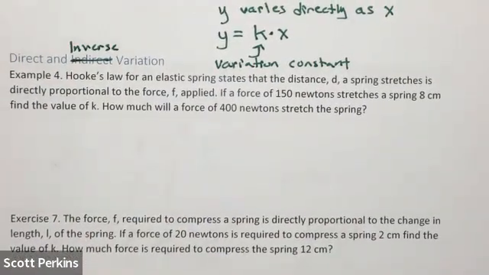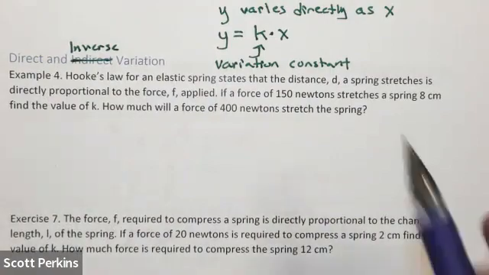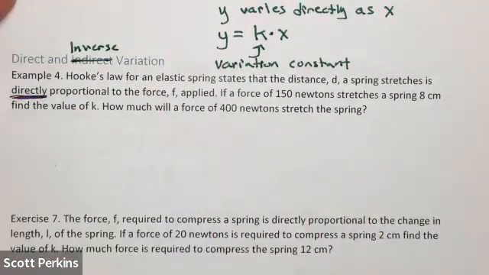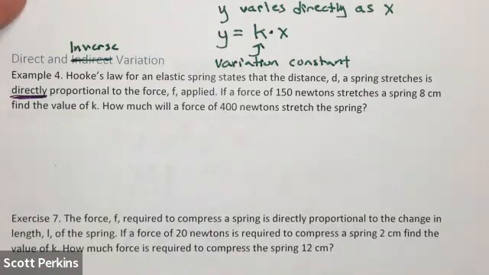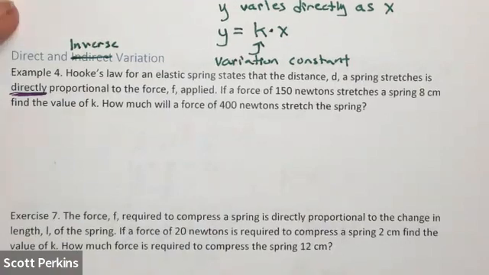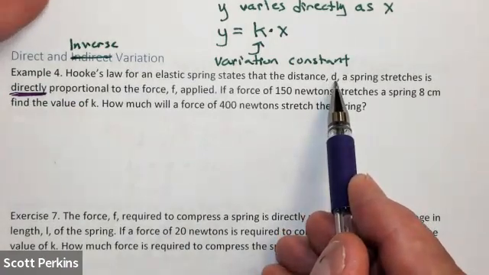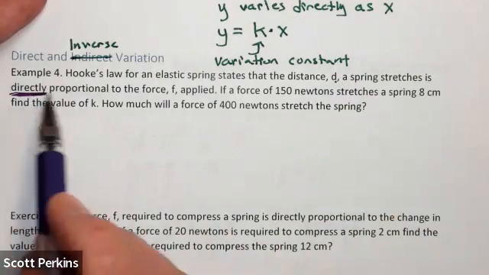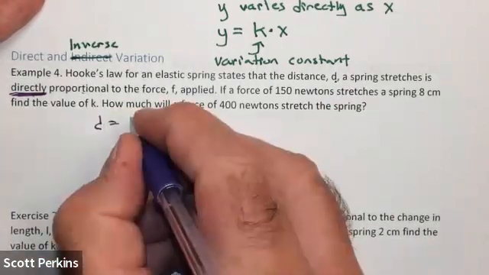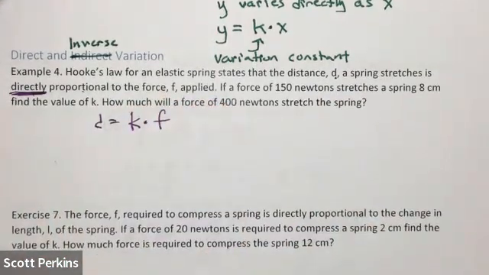So example 4 is my example of this. It says that Hooke's law for a spring states that the distance d that a spring will stretch is directly proportional. The key word here is directly. It's directly related to the force F. So I'm going to stop. I'm not going to read the second sentence just yet. What we're going to do first is translate that into my relationship. It says the distance d that the spring stretches is directly related to the force F. So that means d equals k times F. There's the direct relationship.